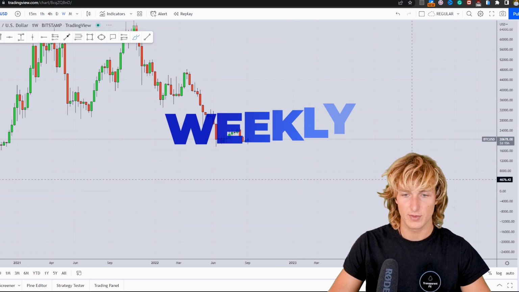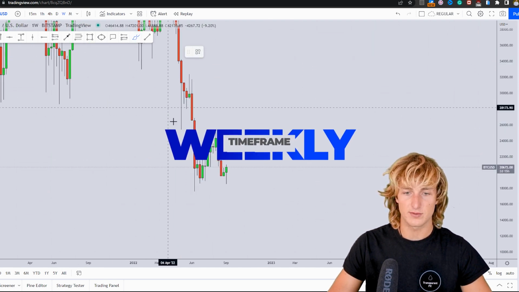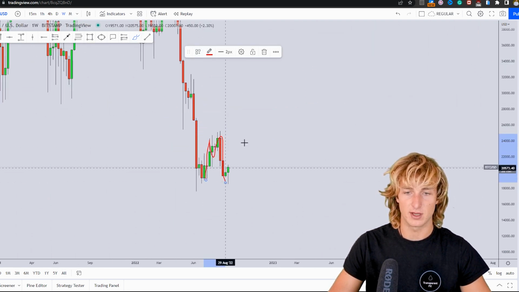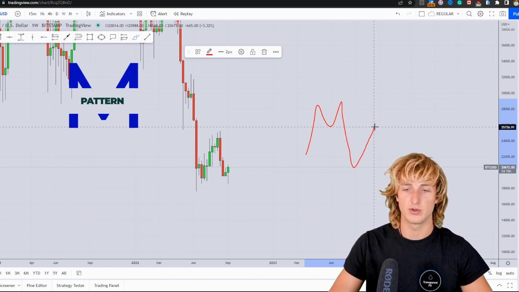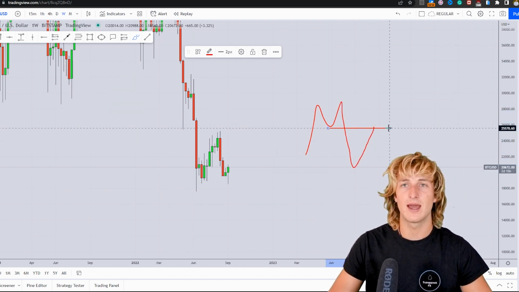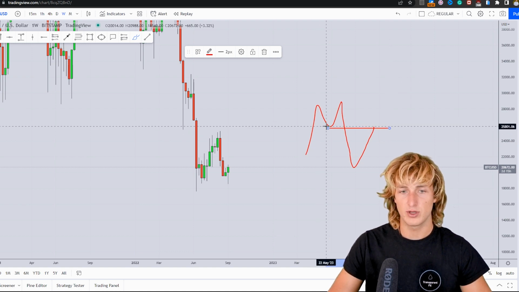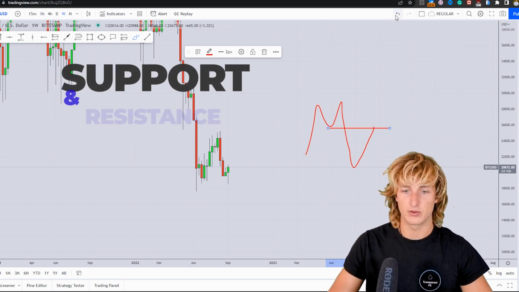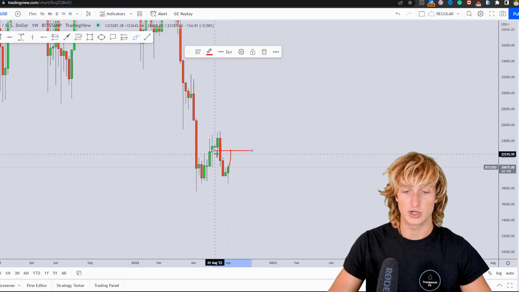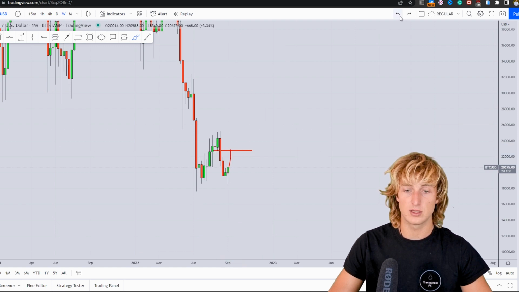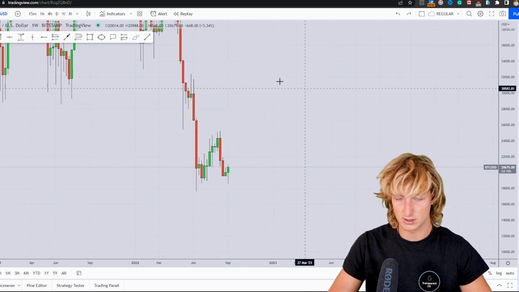Dropping that on the weekly, we can notice how from a weekly perspective, the market just printed this M pattern. And in general, after the creation of an M pattern, what you would expect is for the market to create a rejection to the upside to go and complete the pattern at the previous weekly support now turned resistance. So what we could expect here is this potential rejection to the upside for the market to complete the pattern at the previous weekly support now turned resistance.